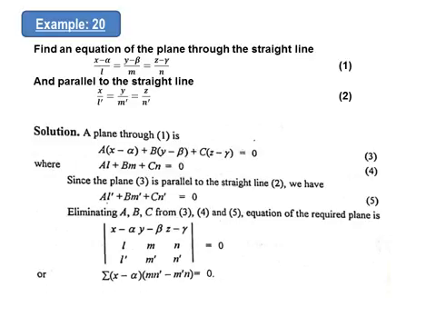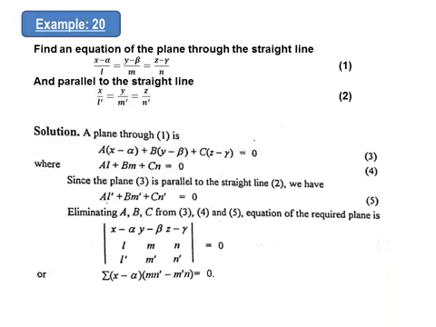In example number 20, we have to find an equation of the plane through the straight line given by the symmetric equation (x - alpha)/l = (y - beta)/m = (z - gamma)/n, and parallel to the straight line x/l' = y/m' = z/n'. Now the solution: we are given the symmetric equation, equation number 1, of the line (x - alpha)/l, (y - beta)/m, and (z - gamma)/n.